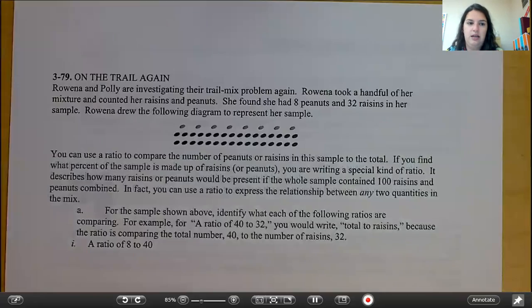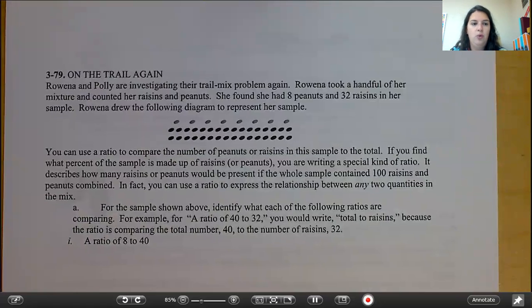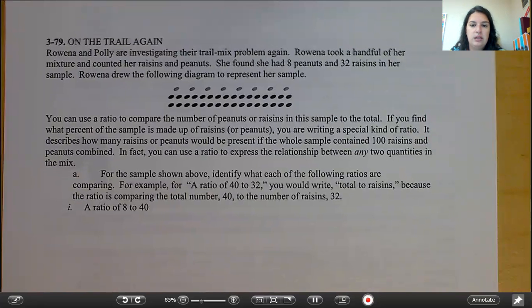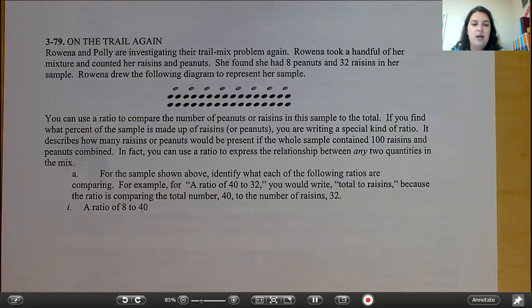Problem 379, on the trail again. Rowena and Polly are investigating their trail mix problem again. Rowena took a handful of the mixture and counted her raisins and peanuts. She found that she had 8 peanuts and 32 raisins in her sample. Rowena drew the following diagram to represent her sample. You can use a ratio to compare the number of peanuts or raisins in the sample to the total. If you find what percent of the sample is made up of raisins or peanuts, you are writing a special kind of ratio.